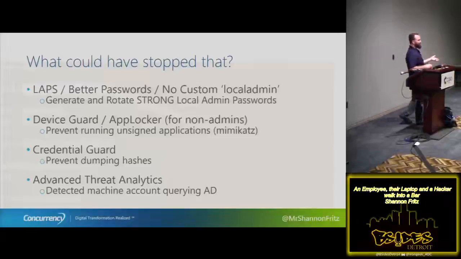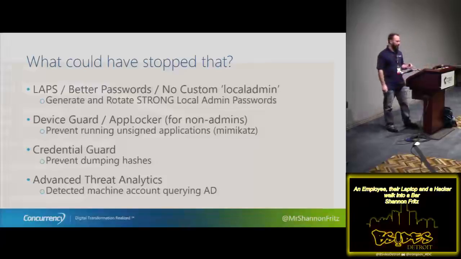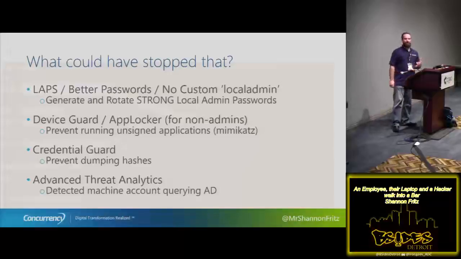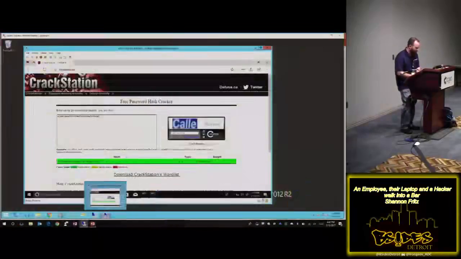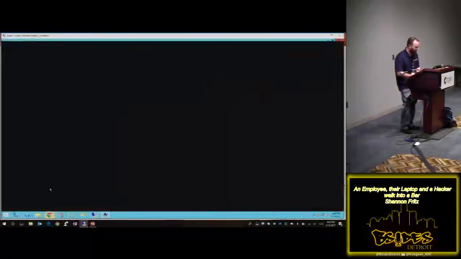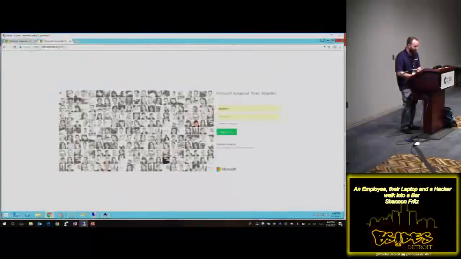We can also use things like Device Guard to prevent us from running applications that aren't on a whitelist. So tools like Mimikatz are harder to invoke. And then we can use tools like Advanced Threat Analytics so that we can do some monitoring of activities of what's going on the network. So if we jump real quick over here to this web portal, I also have ATA.